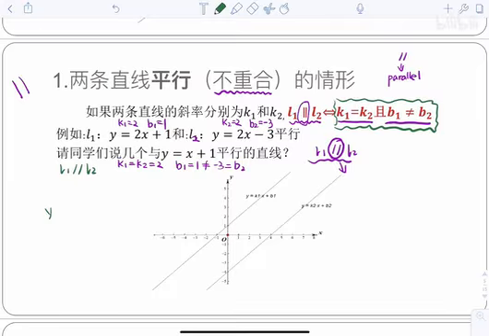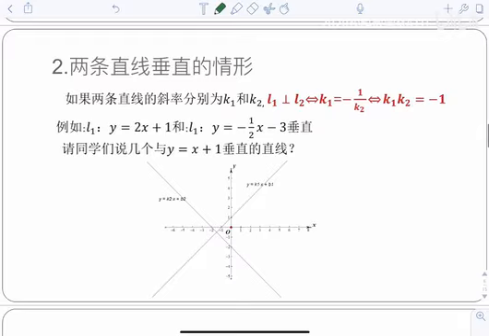So if I tell you y equal to x plus 1, we can find the straight lines parallel to this line. So for example, this means k equal to 1, so I can find the line whose k should equal 1, so this is x plus b. The b only can't be 1, so for example 2 or 0 or 1.5 are all okay. These lines are parallel. So let's go on. Let's see the vertical.